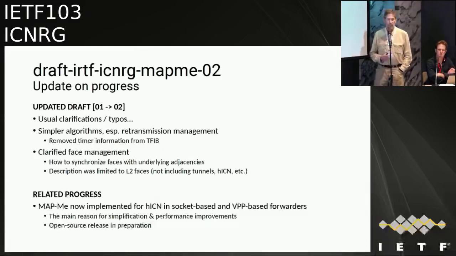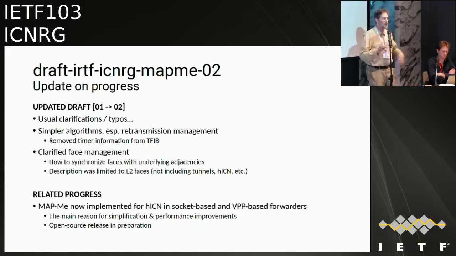So what does MapMe do, very quickly, before I go into the updates: ICN needs mechanisms to support producer mobility. Consumer mobility is kind of naturally built into the CCN and NDN architectures. We don't need to talk about it much. When you do producer mobility on a mobile network, there are only a few feasible ways to do this.